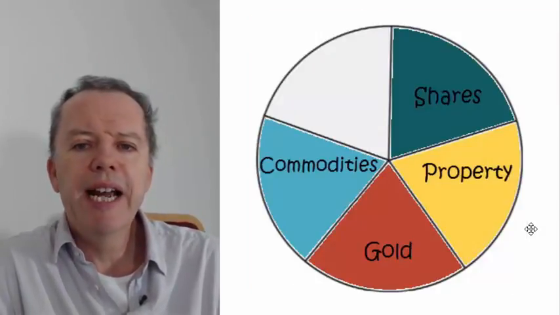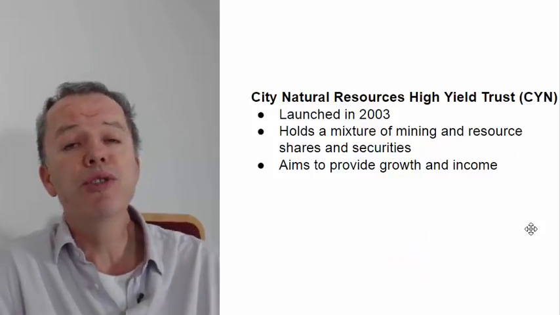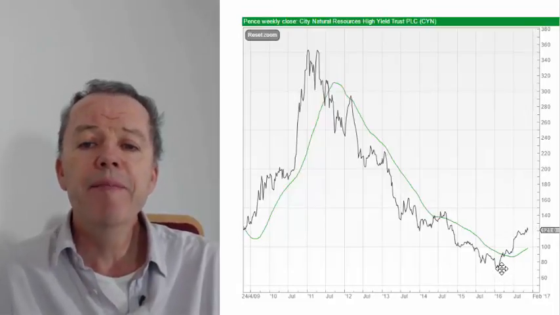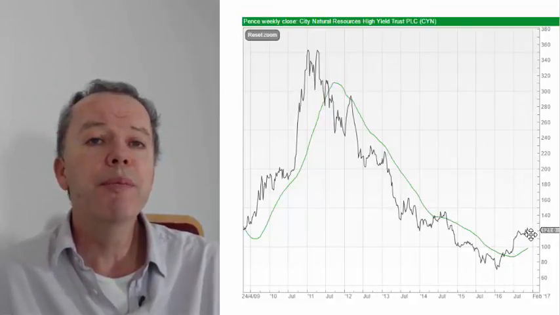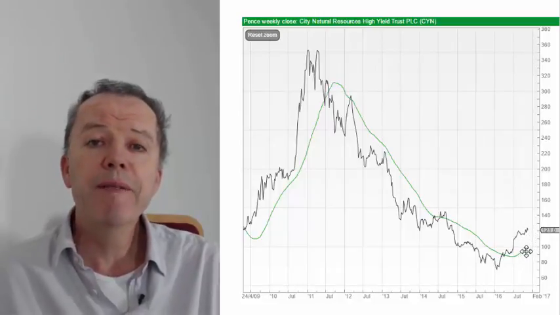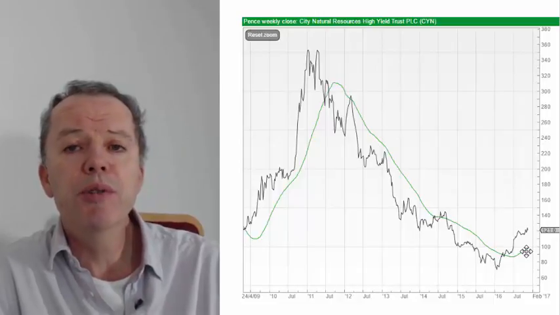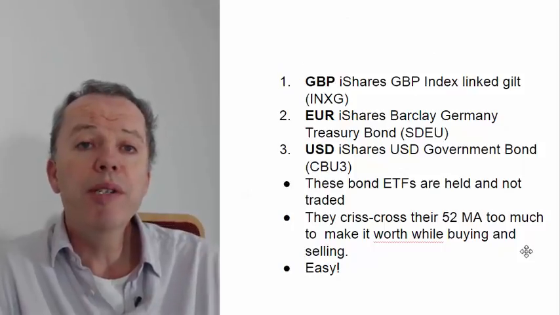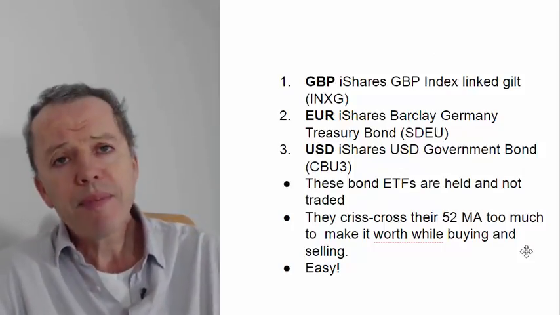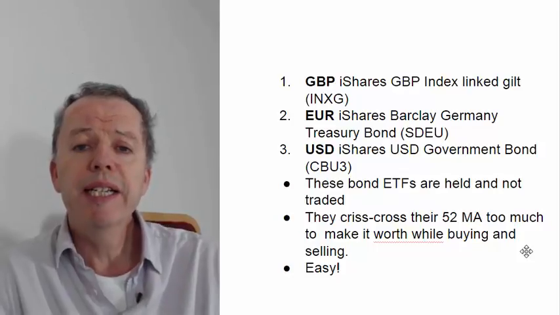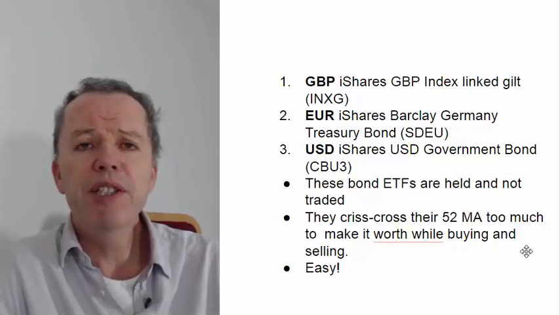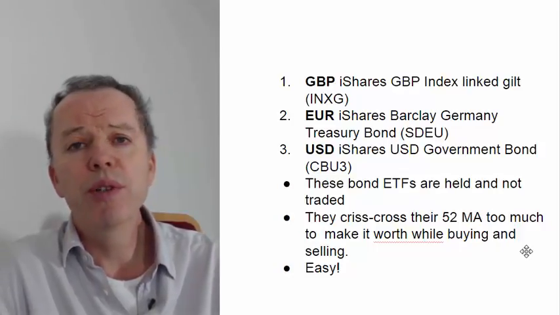Let's have a look at commodities, and I use the City Natural Resources High Yield Trust to give me exposure to commodities. This is doing fine. You can see that the price has been rising, a little bit choppy in the past couple of weeks, but it's well above the 52 MA, so I'm very happy to remain exposed to this investment. So no problem there. Bonds, I use 3 different bond ETFs, one that's in British pounds, one that's in euros, and one that's in US dollars, and because they chop around their moving averages quite a bit, I tend just to hold them, and that's it.